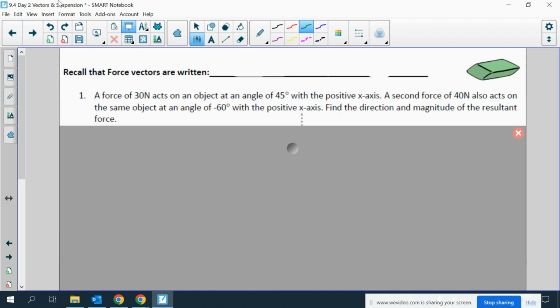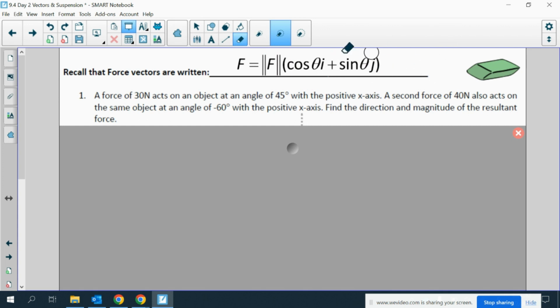Now let's talk about force. From the last activity, or yesterday, we recall that force vectors are written as the magnitude of the force times the cosine of theta in the i direction plus the sine of theta in the j direction. That's because cosine goes with the x-axis and sine goes with the y-axis, which is something that we already know from Algebra 2 and every other time we've used trig.